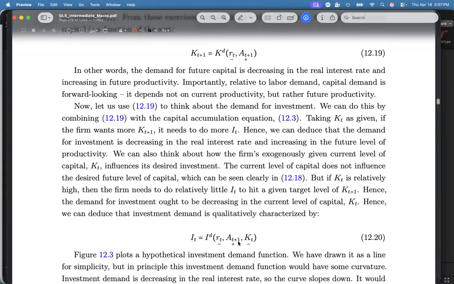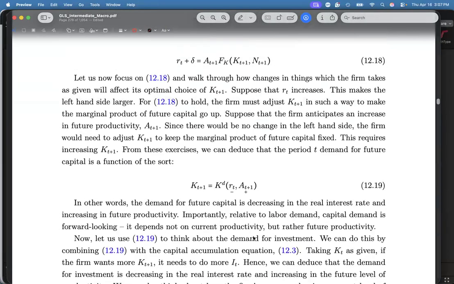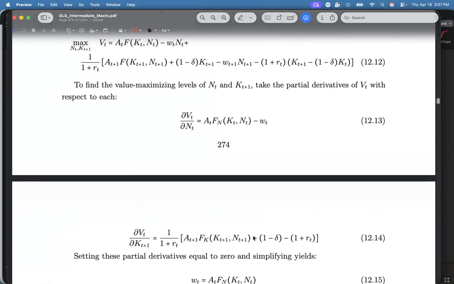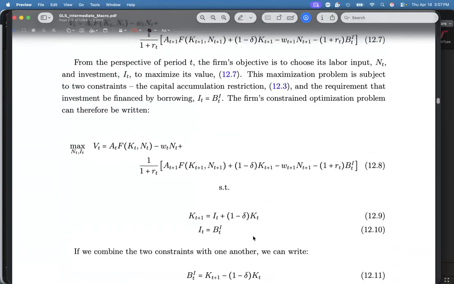Again, holding RT and AT plus 1 constant, holding these two things constant essentially. What should happen to your investment? Okay, what should happen to your investment as KT rises? So let's go back to the law of motion for capital. Should be easy to find it. This one.